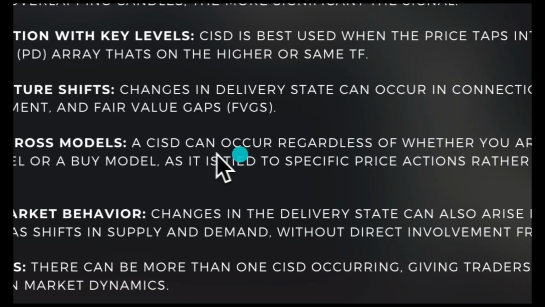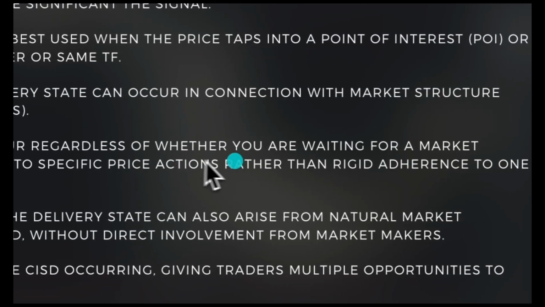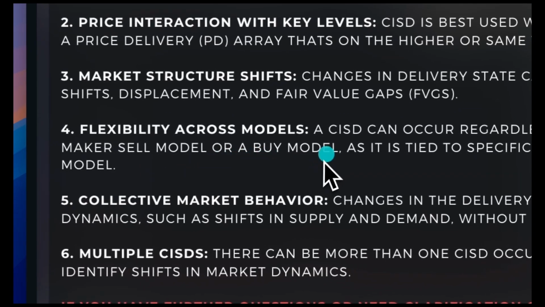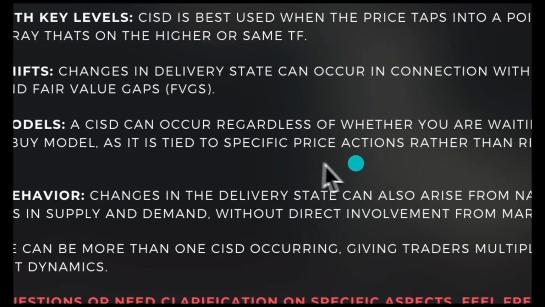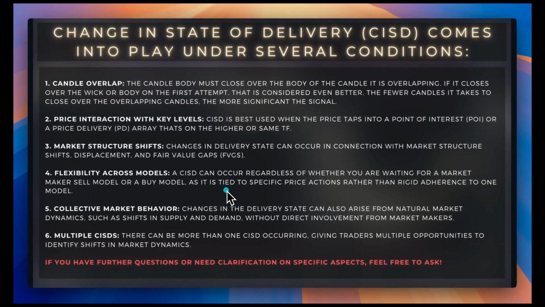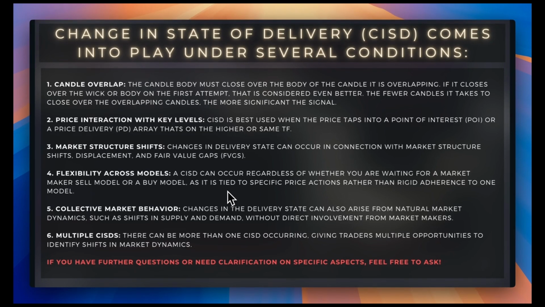Number 4, flexibility across models. A CISD can occur regardless of whether you are waiting for a market maker sell model or a buy model, as it is tied to specific price actions rather than rigid adherence to one model. So I'm not saying that changes in state of delivery don't occur in market maker models, but what I'm saying is the whole point of change in state of delivery is that it doesn't have to revolve around only market maker models. Changes in state of delivery can occur at any moment, at any time.